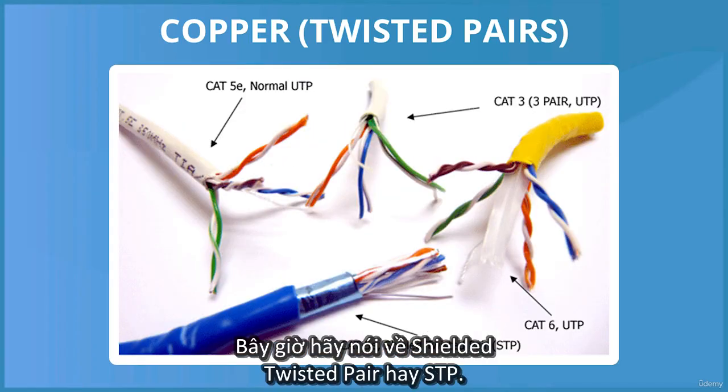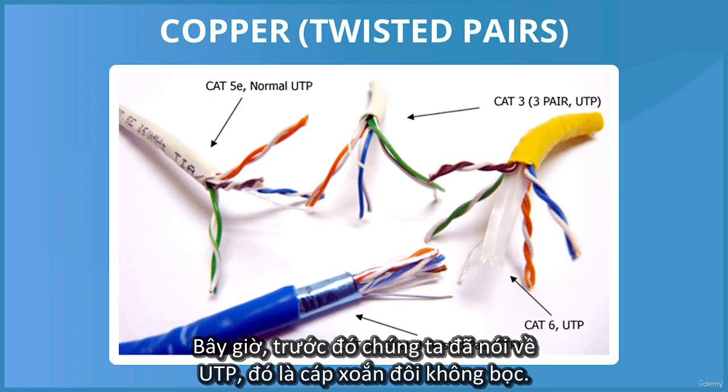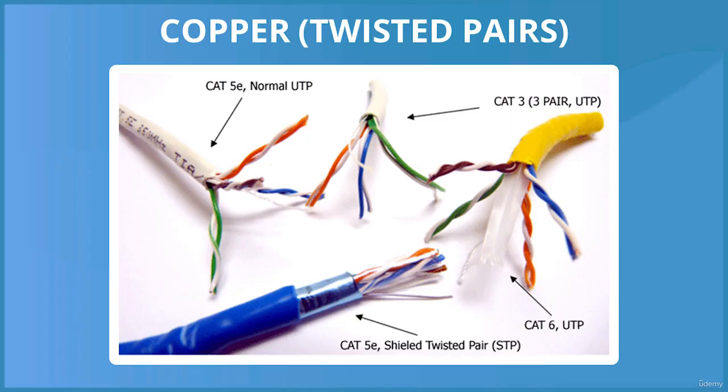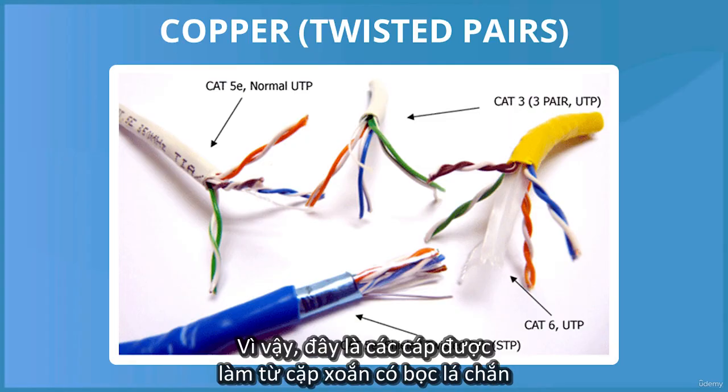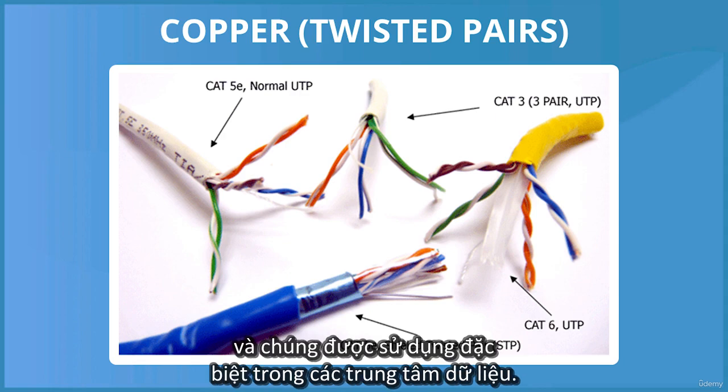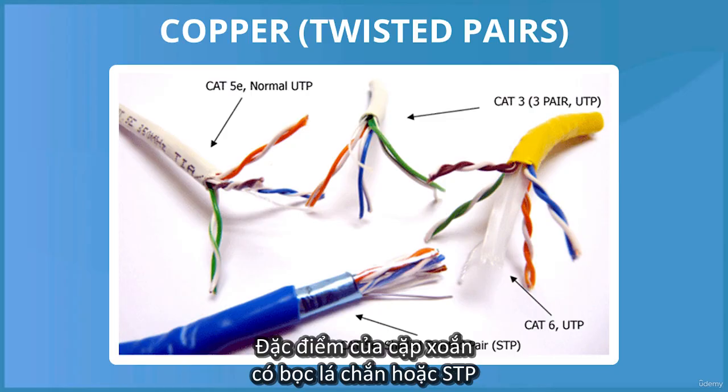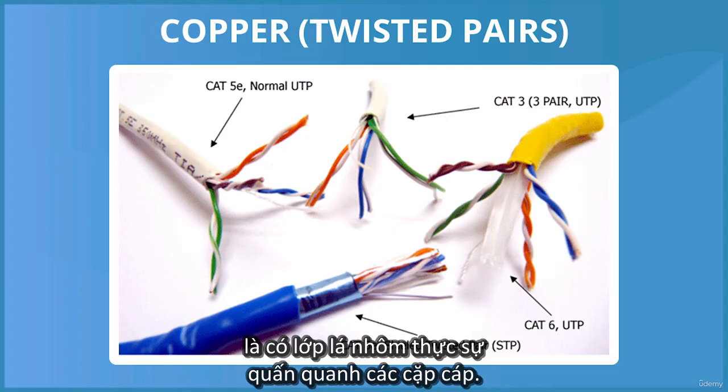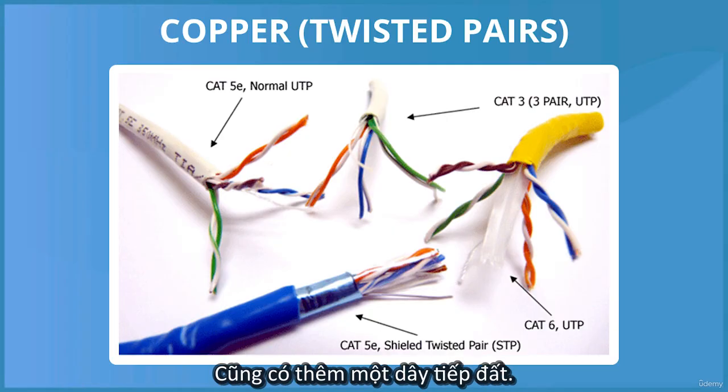Now let's talk about shielded twisted pair, or STP. Earlier we were talking about UTP, that is unshielded twisted pair cable. But there's also STP. These are cables made of shielded twisted pairs, and they're used especially in data centers. The characteristic of the shielded twisted pair, or STP, is that there's actual aluminum foil wrapped around the cable pairs. There's also the addition of a grounding wire.